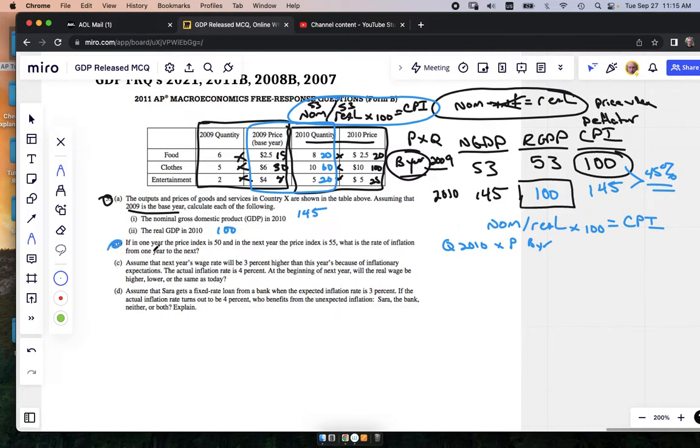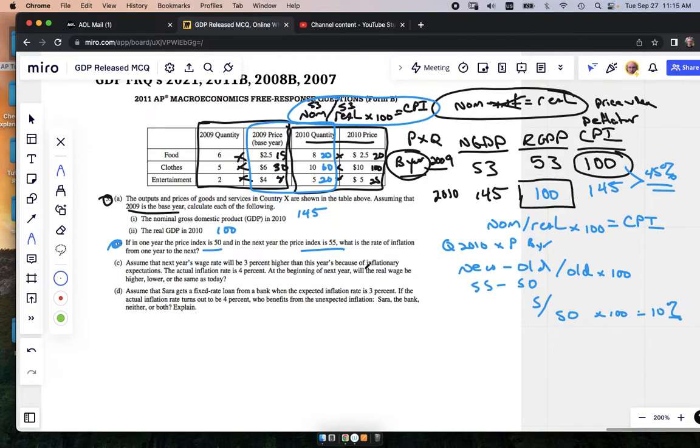Here's one of your rate of change questions. One year, the price index. Now, they could have called it the CPI. They could have said deflator. I know I've said it a lot, but you have to get it in your head. In the next year, it was 55. What is the rate of inflation? So it is just new minus old over old times 100. So 55 minus 50, which is 5, over 50 times 100. I'm going to do it in the calculator. It's 10%.